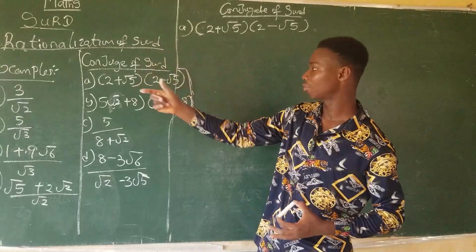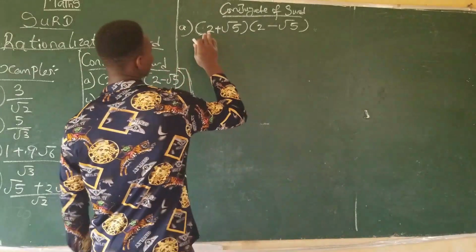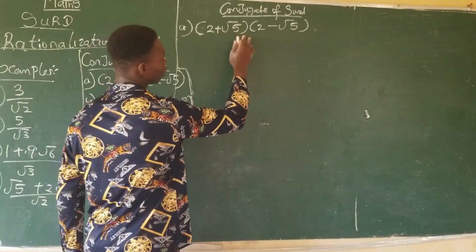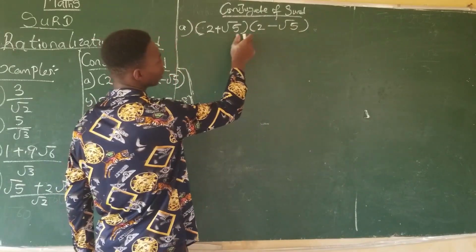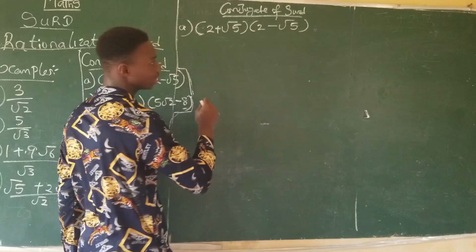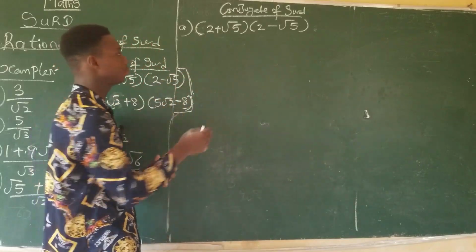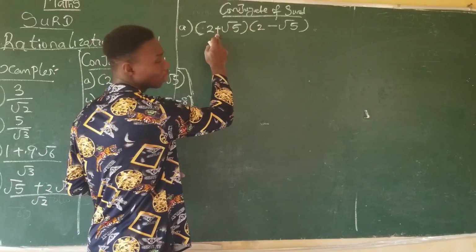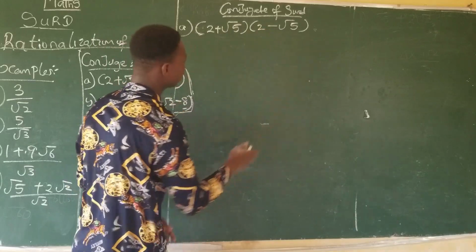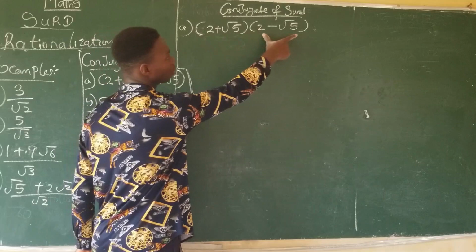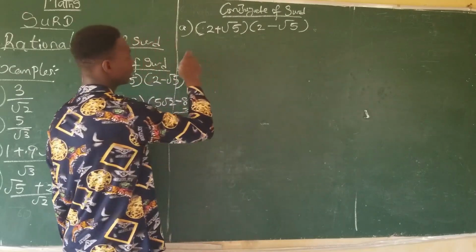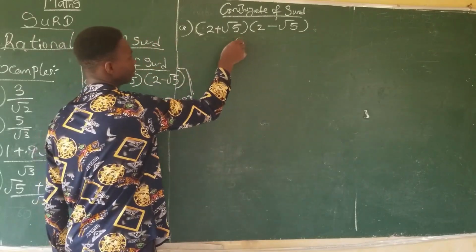So from what we have here, the first question, 2 plus root 5, close your bracket, open bracket, 2 minus root 5. When you observe what you have here and here, they are the same thing. What makes them different from each other is this sign here, plus this side and minus the other side. Now, what it means is that everything you have inside this bracket is going to multiply everything inside this bracket. That is to say, we can present it as this.